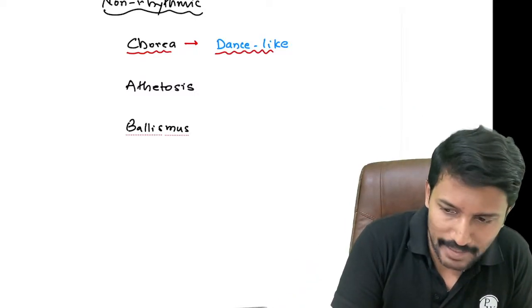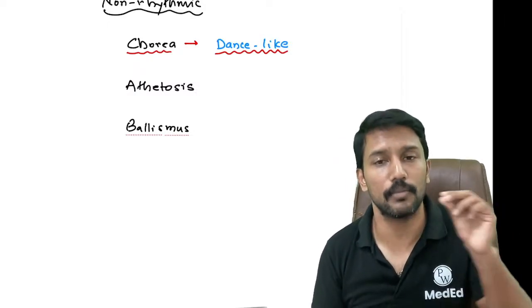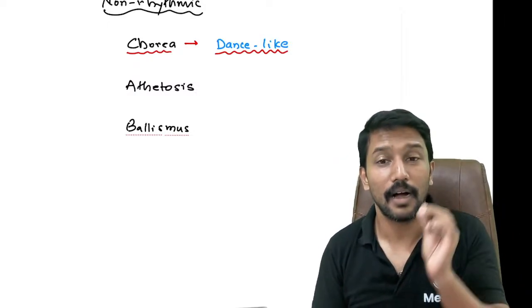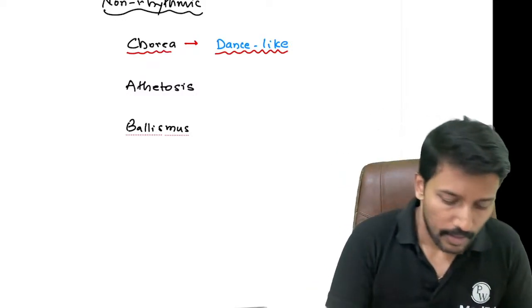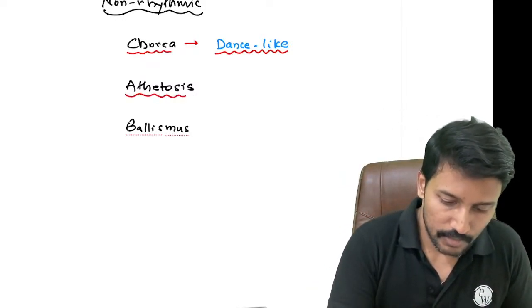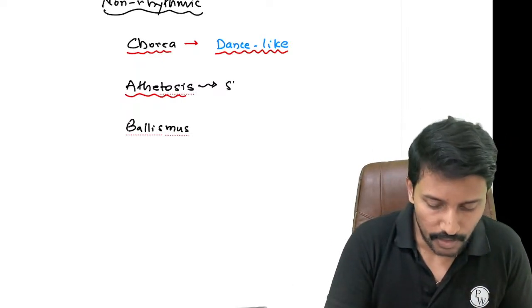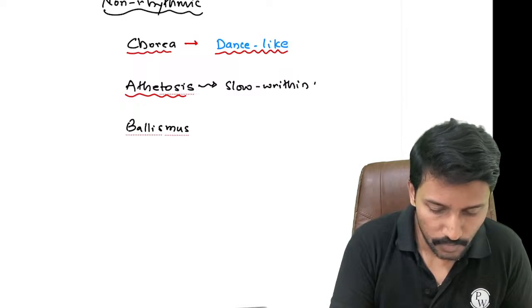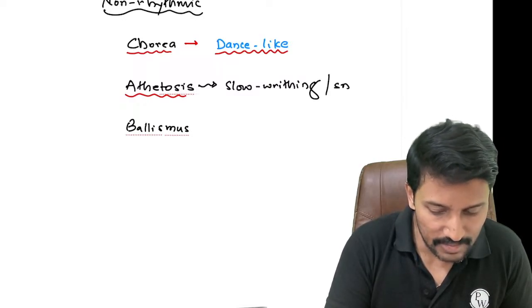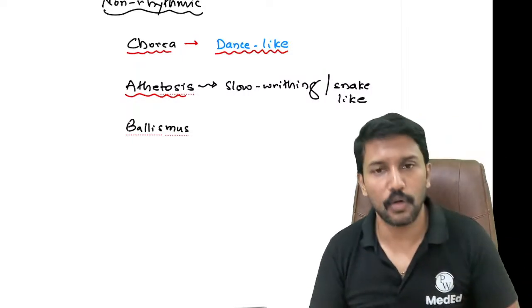For exam going students, as of now, just remember the word dance-like. If they say that there is a patient with a movement disorder where movements are dance-like, it is talking about chorea. And then if there is a patient with abnormal movements and they use the word slow writhing movements, or they say snake-like movements. Slow writhing movements or snake-like movements.